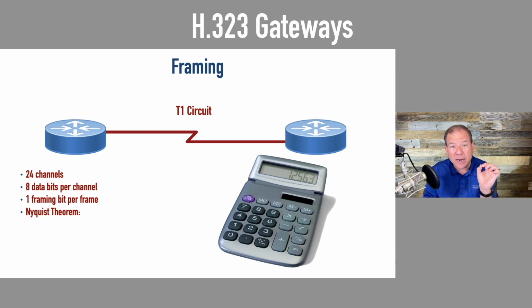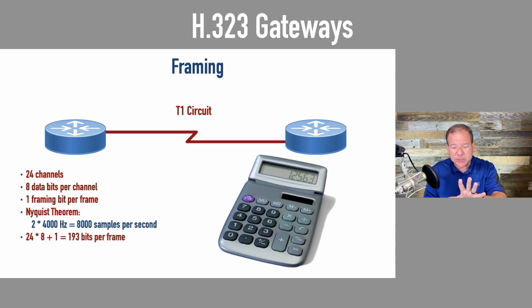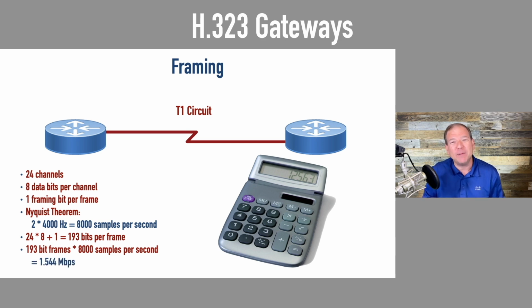So if that's our highest frequency, the Nyquist theorem says double that. 4,000 times 2 is 8,000. So let's do the math. I've got 8,000 samples per second. Each sample is 193 bits in length. That's 24 samples, 8 bits per sample, that's 192. We add a framing bit, that's 193. And you guessed it, 193 multiplied by 8,000, that gives us our 1.544 megabits per second.